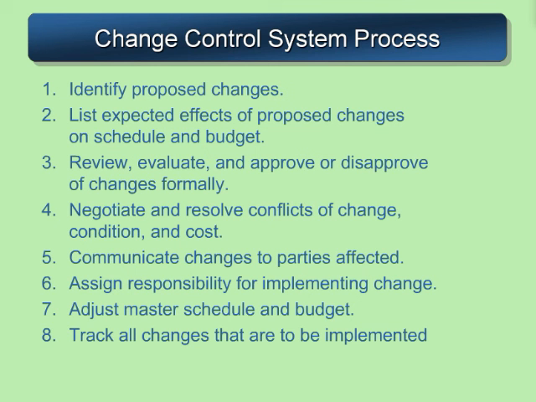We'll then have a process to review and evaluate, and have an approval or disapproval process for the change in a formal way. If there are any issues from the change, cost, time, whatever, we negotiate those. We communicate those changes to everyone affected and assign responsibility for implementing that change. Because it's been through this process, we can adjust our baseline budgets and the master schedule, so that we are now measured against these new things. And of course, we want to track those changes as well. Let's take a look at what this looks like graphically.